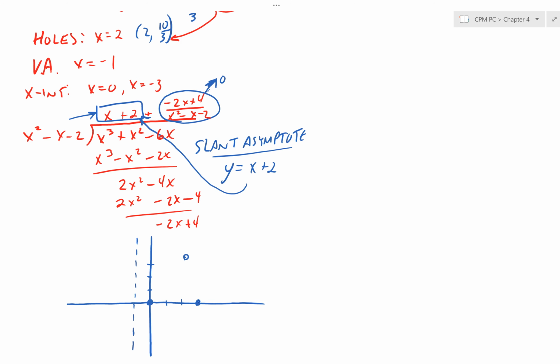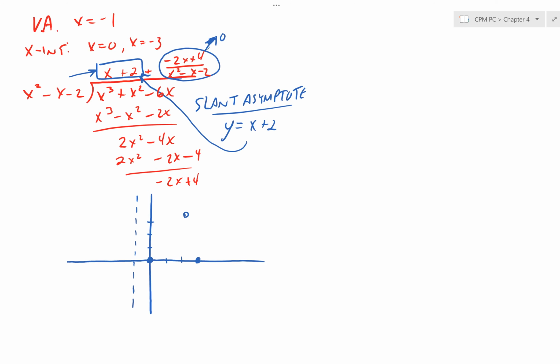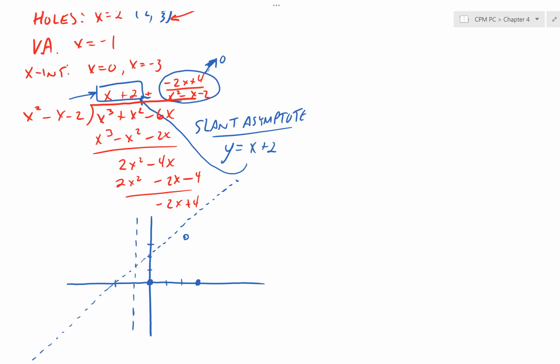And there's a slant asymptote, y equals x plus 2. So that is a line that has a y-intercept of 2 and a slope of 1. Oh, this x-intercept was at -3, not +3. X-intercept at -3. Okay, good.